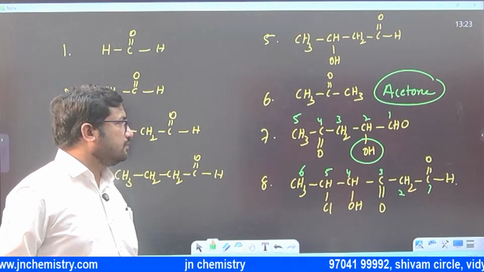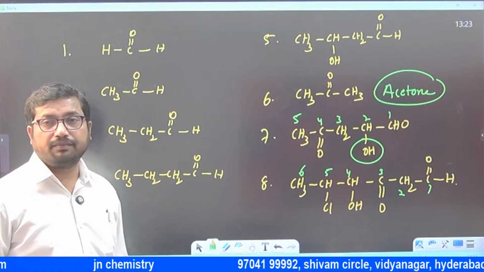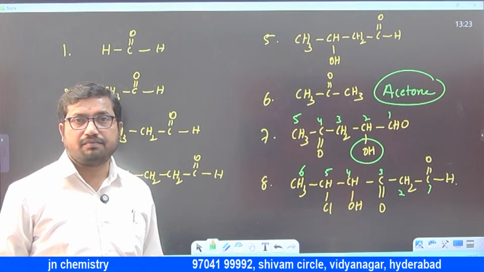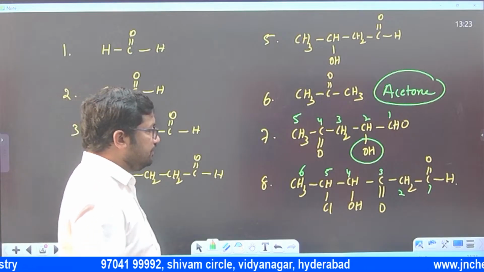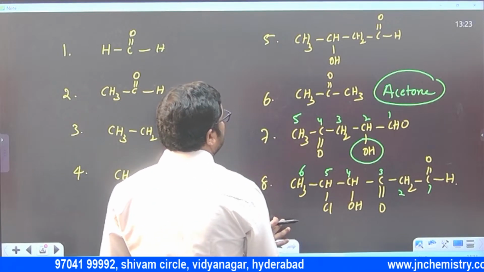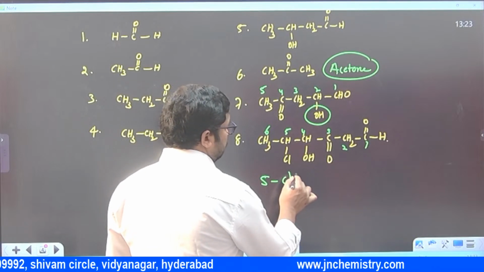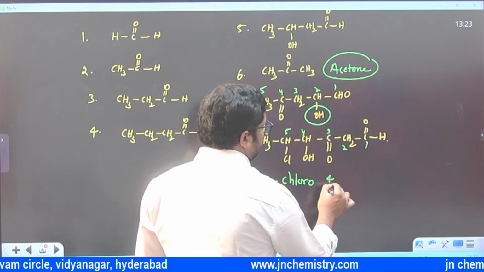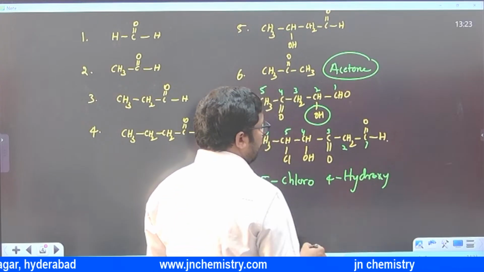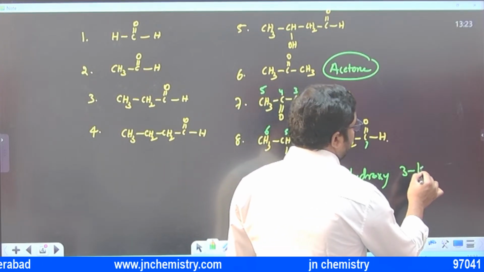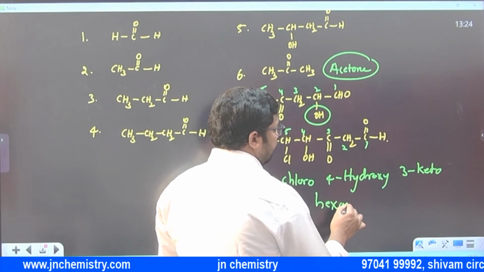Done? What one? The eighth one, 5 chloro, 4 hydroxy, 3 keto, 3 oxo, hexanal.